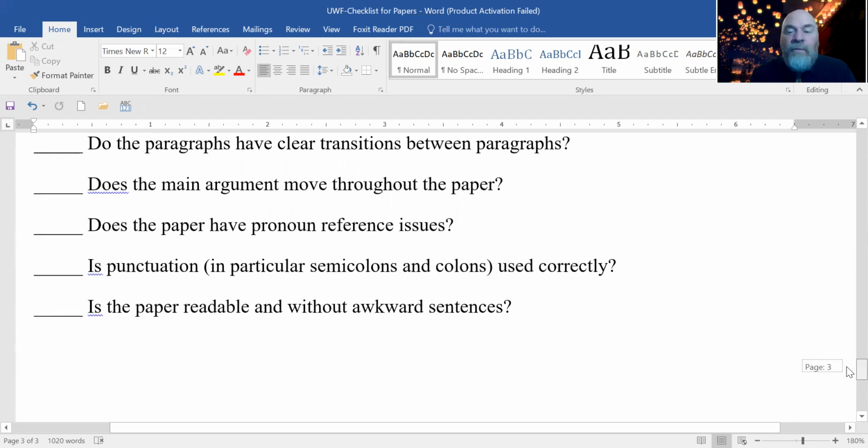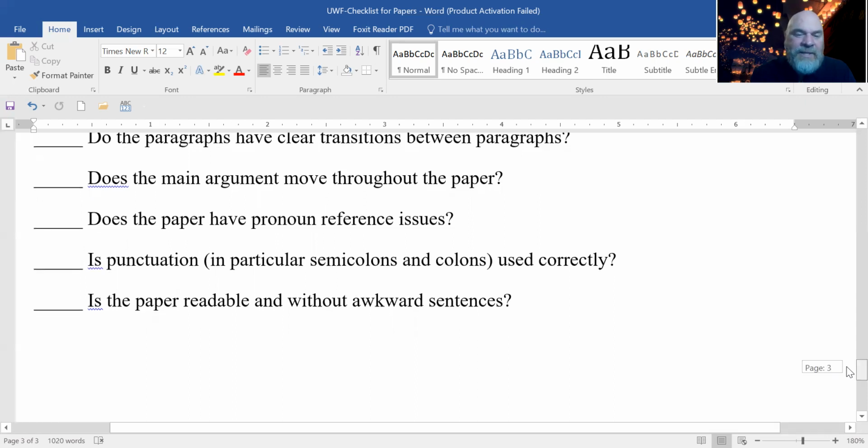Does the main argument move throughout the paper? Whatever that thesis is, the thesis needs to be the thing that's driving that paper. So essentially, almost all paragraphs in the paper are trying to argue that thesis. Otherwise, they might not have a place in that paper. So make sure that whatever your thesis is, that it moves through every paragraph in the paper.